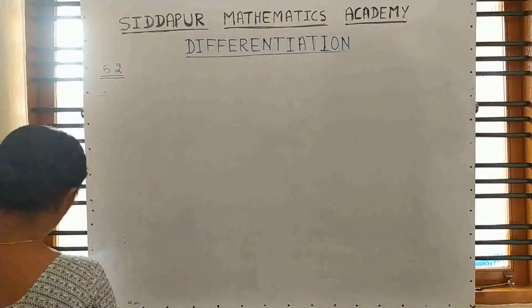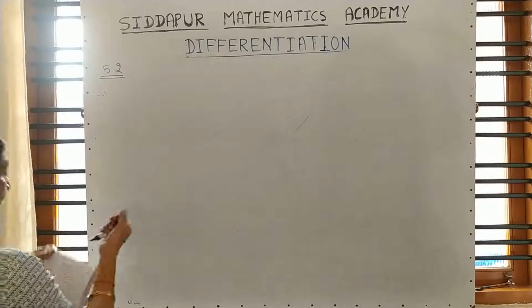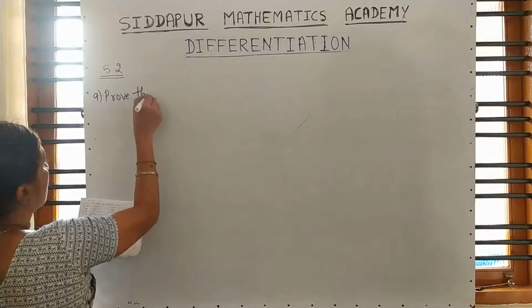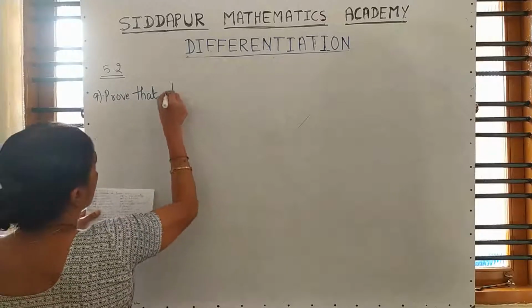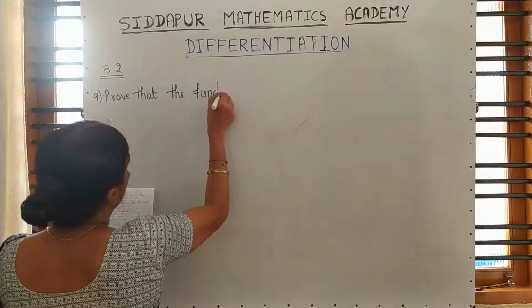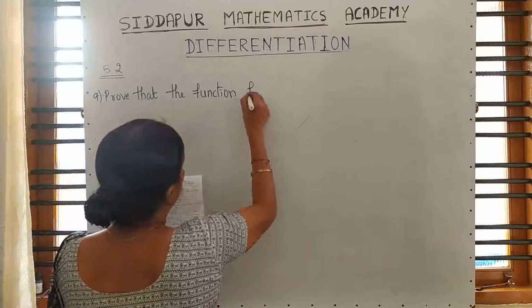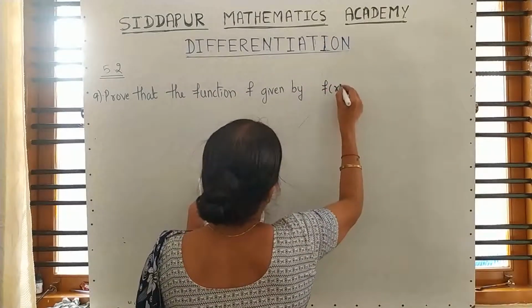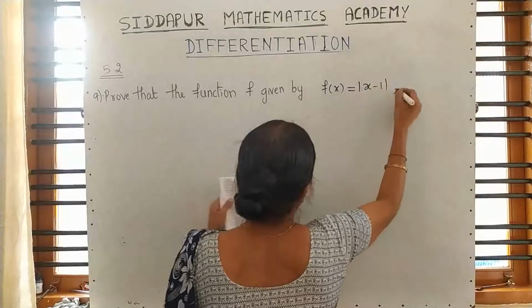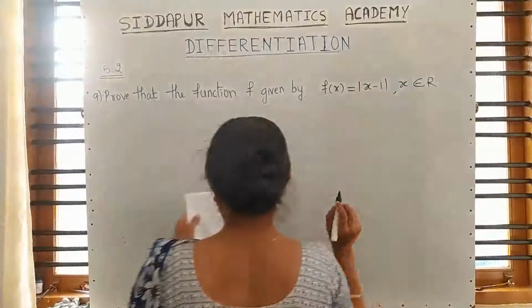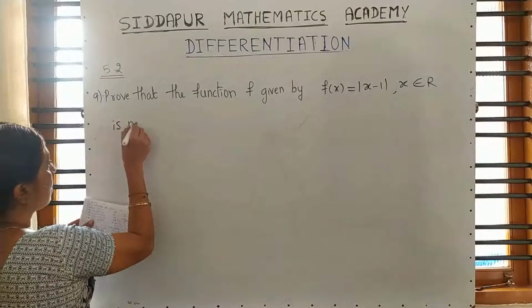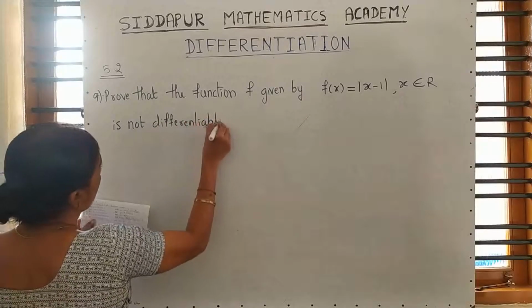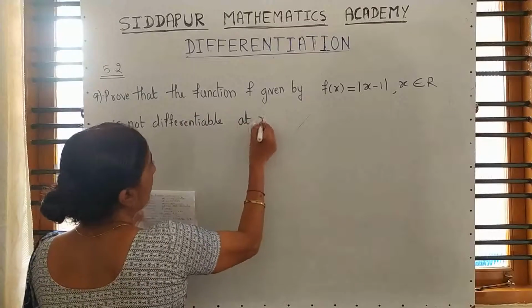Question number 9. Prove that the function f given by f of x is equal to mod of x minus 1, x belongs to R, that means set of real numbers, is not differentiable at x is equal to 1.